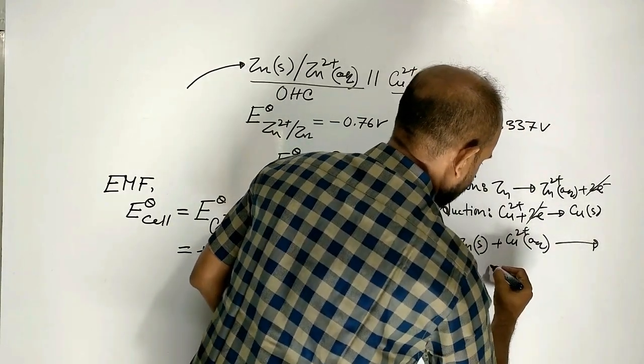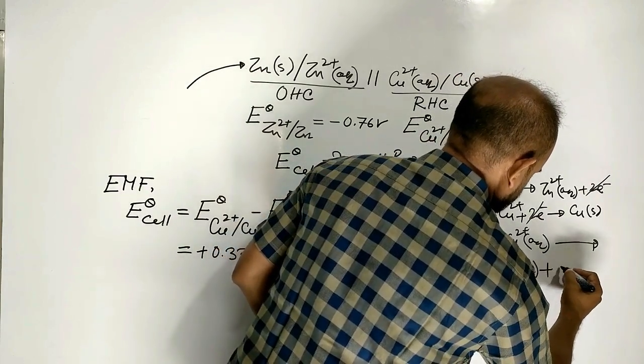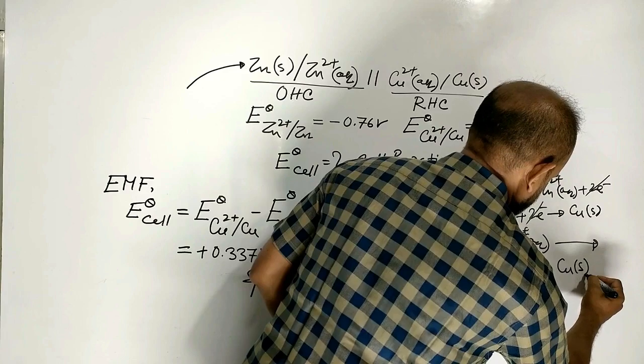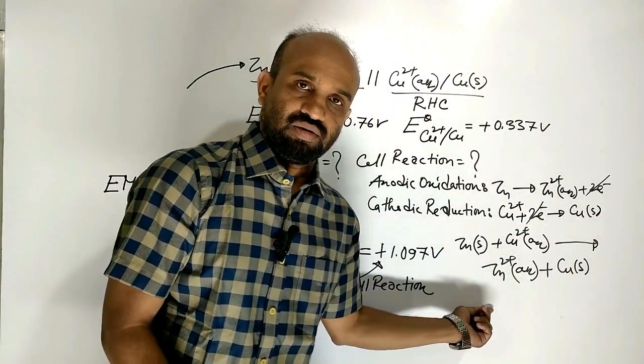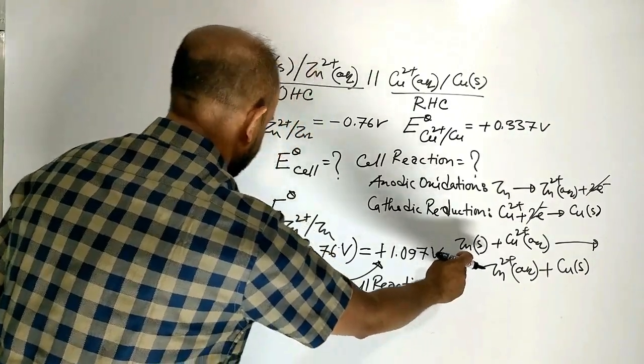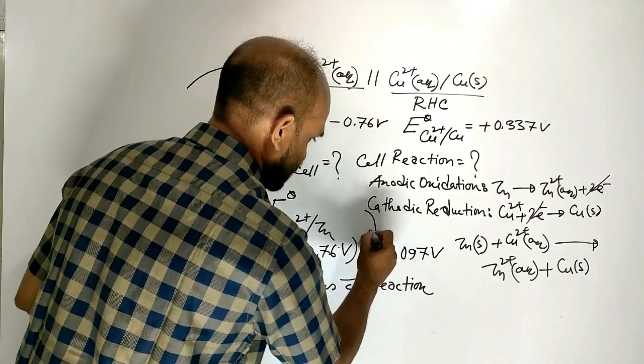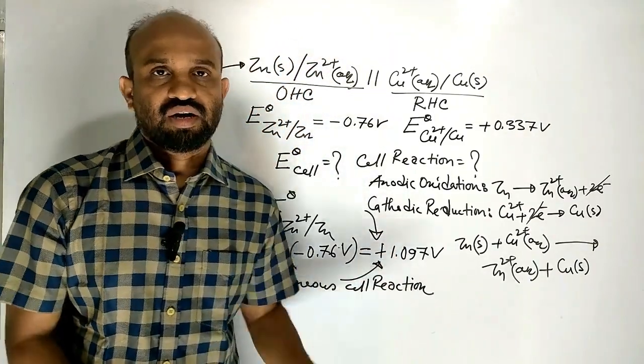Now the cell reaction, on the right side, we get the cell reaction. Here this cell reaction is possible because the EMF of the cell is positive. Cell reaction and EMF of the cell.